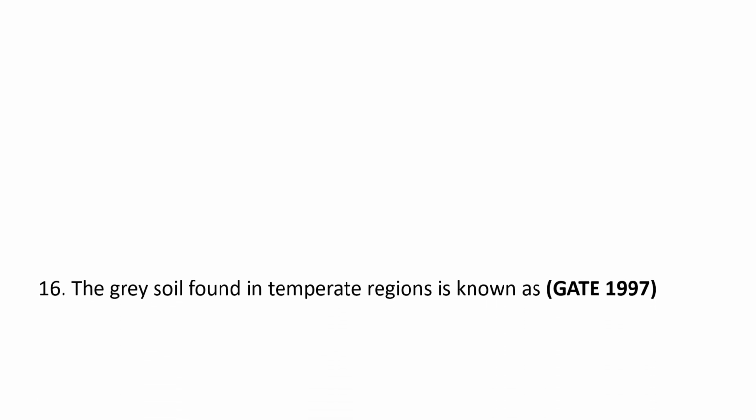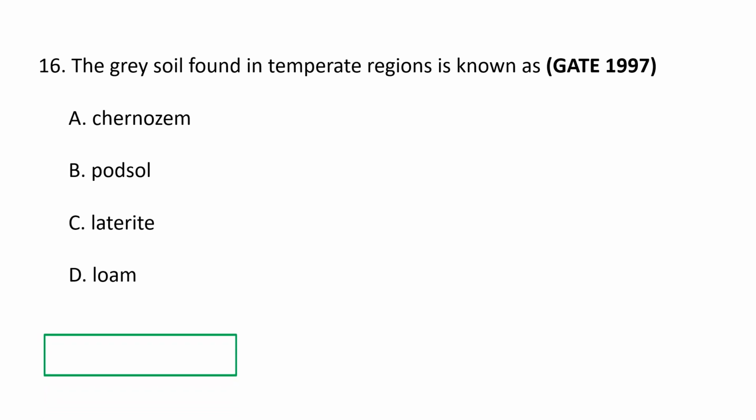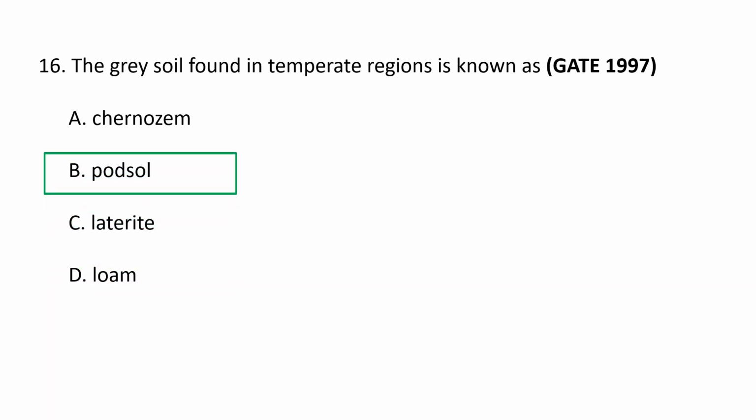Next question. The grey soil found in temperate regions is known as: A. Chernozem, B. Podsol, C. Laterite, D. Loam. The grey soil found in temperate regions is known as podsol. This is an infertile acidic soil which is characterized by a white or grey subsurface layer resembling ash, from which minerals have been leached into a lower dark-colored stratum. It typically occurs under temperate coniferous woodlands. So B, Podsol, is the correct option.